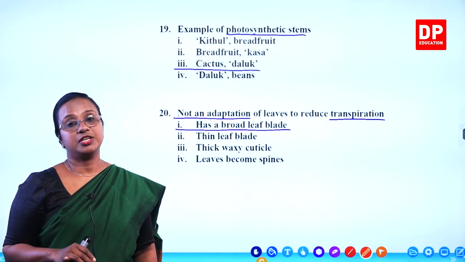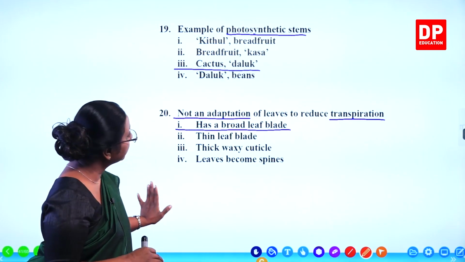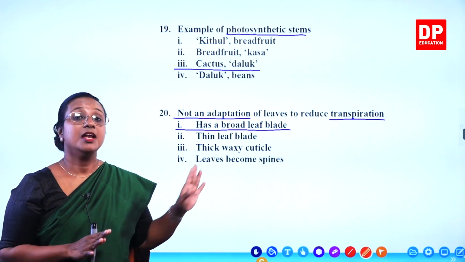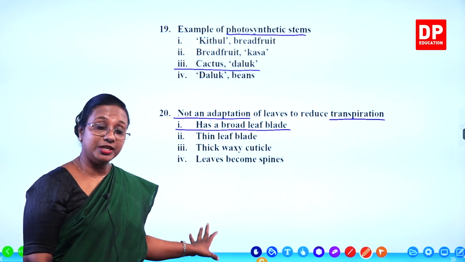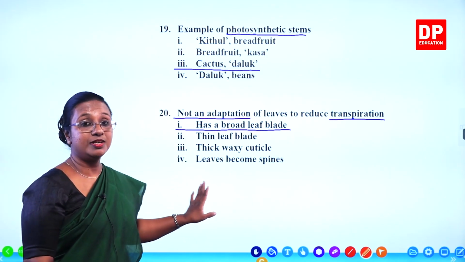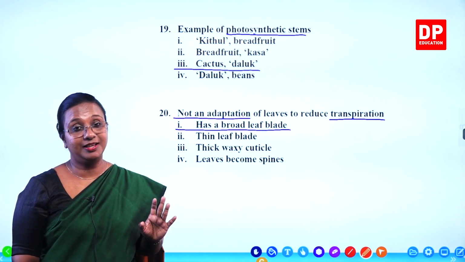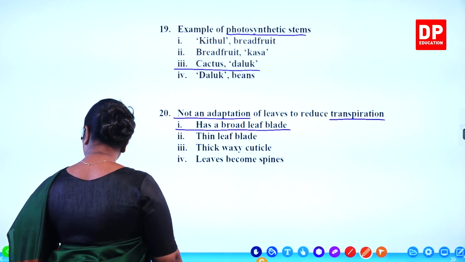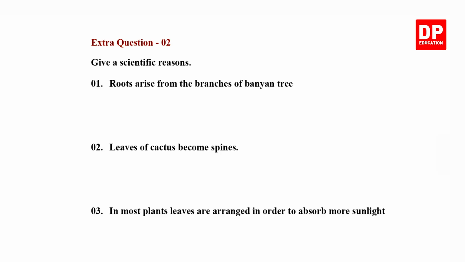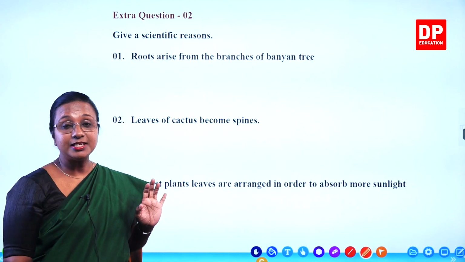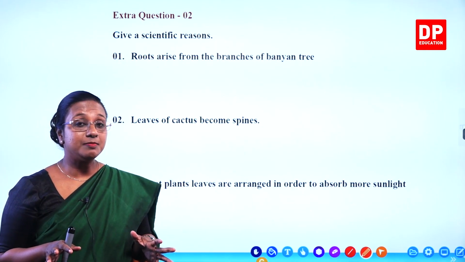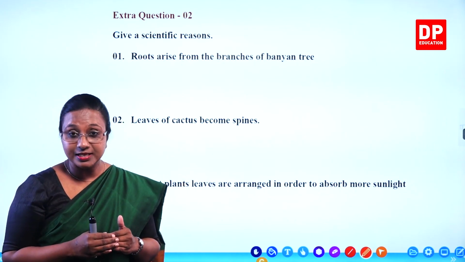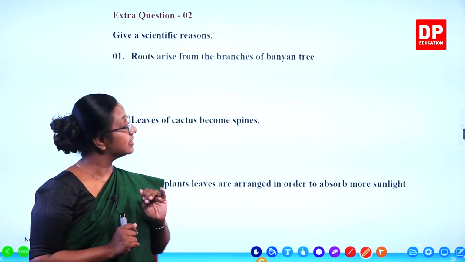Is that clear to you all, students? So with that, I have finished the MCQ questions. Now I will move on to the rest of the extra questions. I am sure up to here, you were able to answer the questions first and you answered them correctly. So with that, I will move on to the next one. Extra question 2. Give a scientific reason. So, students, you have to read the statement and give a scientific reason. Scientific reason means why that is adapted in that manner. So, that is how you explain it scientifically.